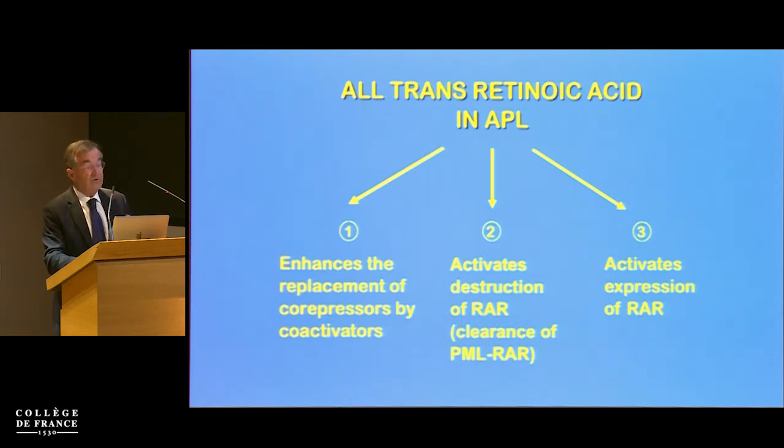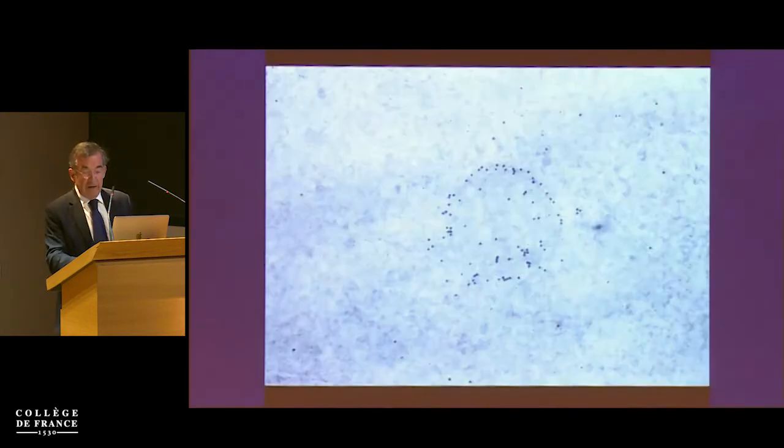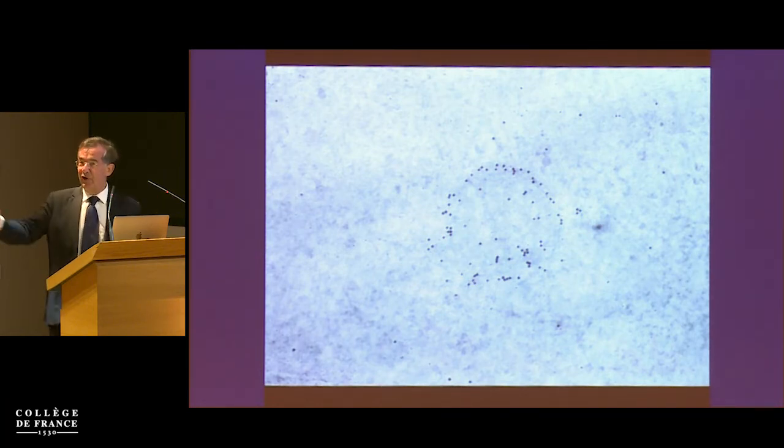So the question is, how does it work at that time? And for the PML, it was shown that it is an outshell of the nuclear body described by the father of Hugues de Thé first. So it was interesting to know what happens with that.